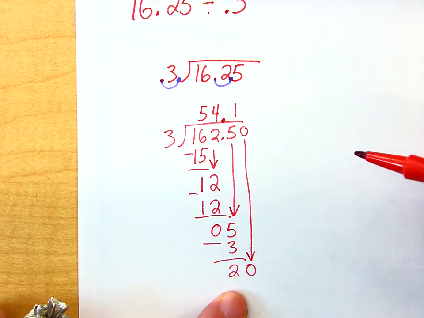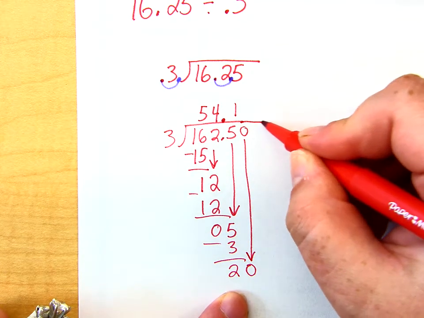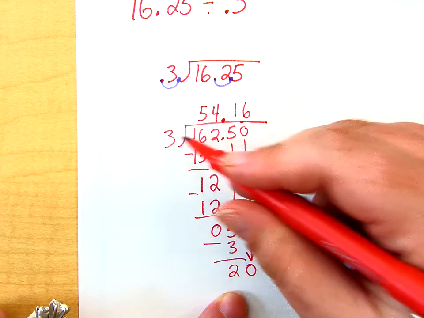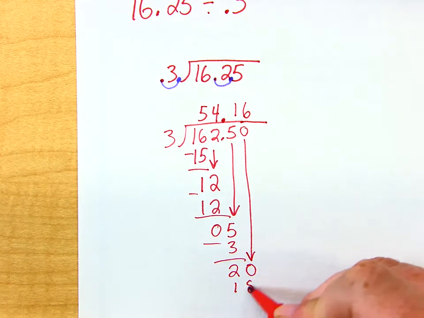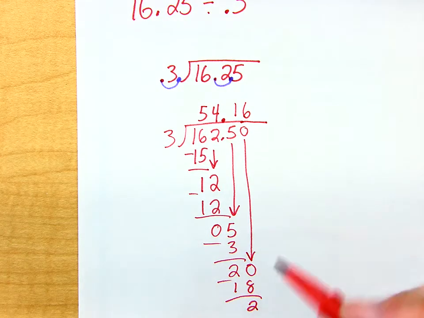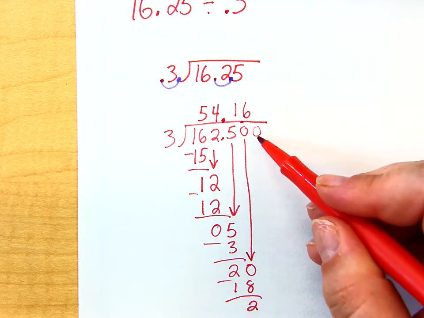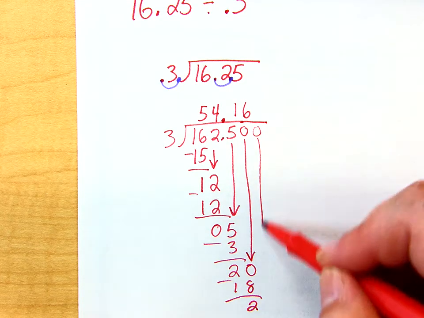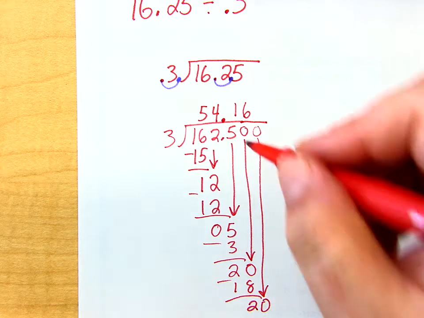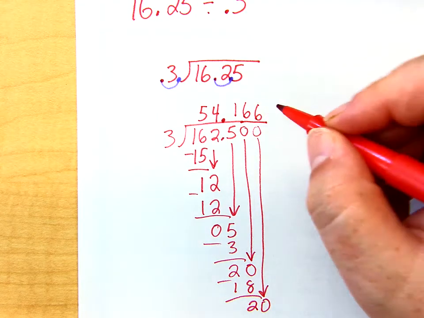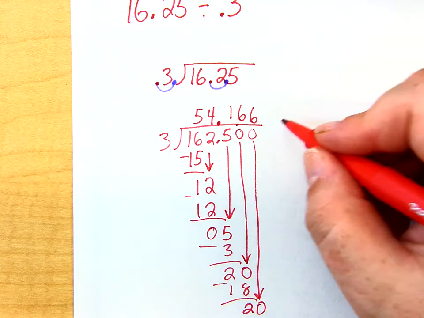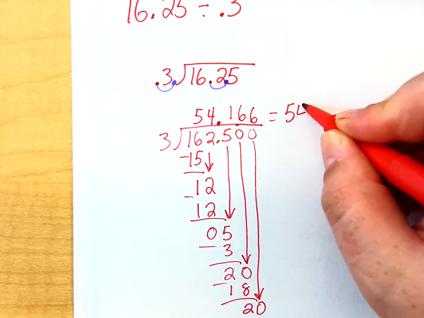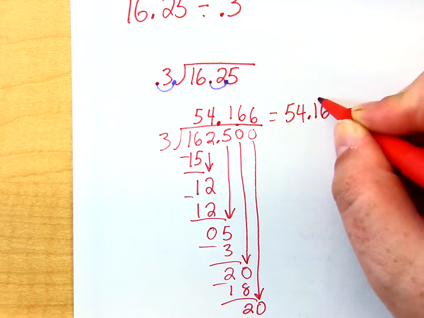How many times can 3 go into 20? 6 whole times. 6 times 3 is 18. It's just going to keep doing the same 20 business here, so I'm just going to keep getting 6s. So my final answer is going to be 54.16 repeating.